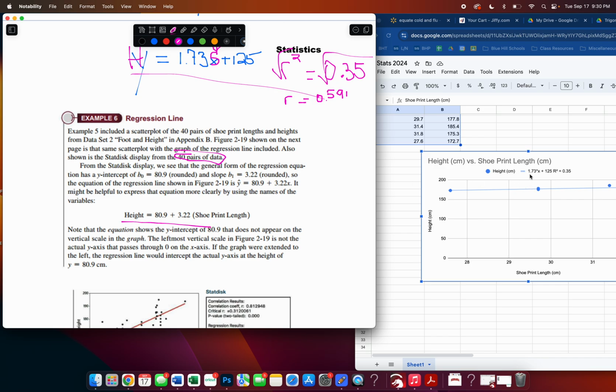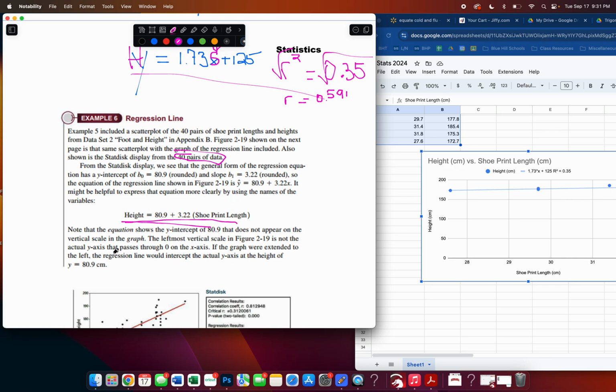So it's a little bit different than the equation that we got, obviously, because we have 40 pairs of data instead of just 5. We've got a lot more to go off of. Notice that they switched these two around, so they did b plus mx instead of mx plus b. Just be careful. Shoe print length is my x over here, height is my y coordinate. But this is what they got when they did all 40 pieces of data, okay?